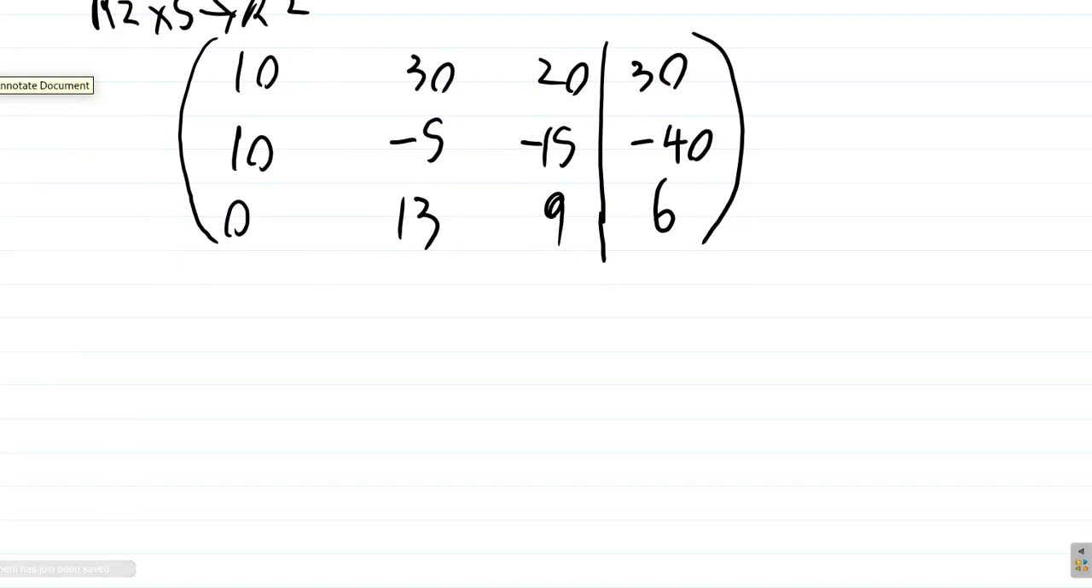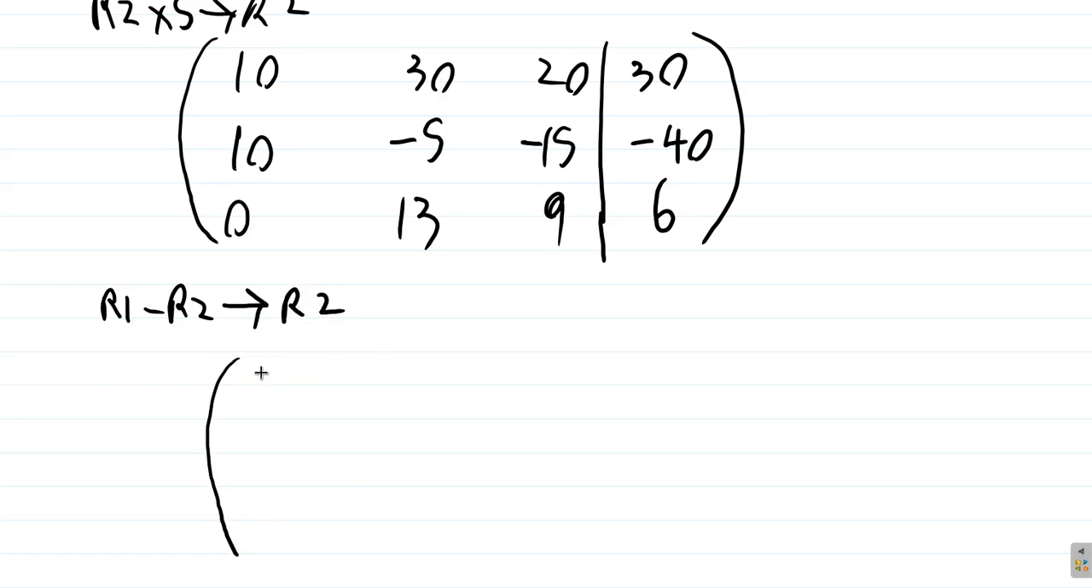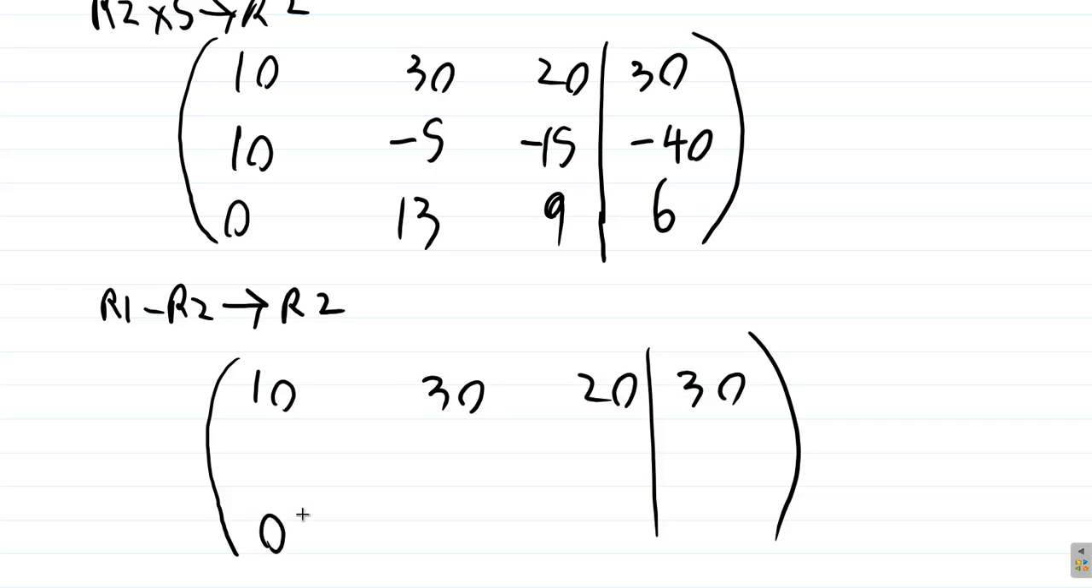So now we have the opportunity to make a 0 above the 0. We're going to say row 1 minus row 2 gives us our new row 2. So we're going to change row 2. So we make row 1 remain 10, 30, 20, 30. Row 3 remains 0, 13, 9, 6. But row 2 now: row 1 minus row 2. 10 minus 10 is 0. 30 minus negative 5 is 35.